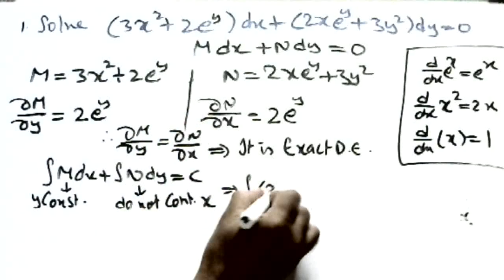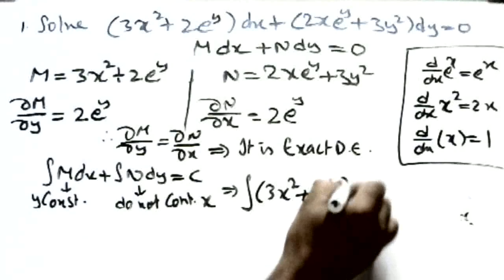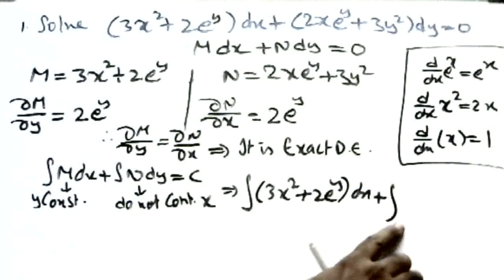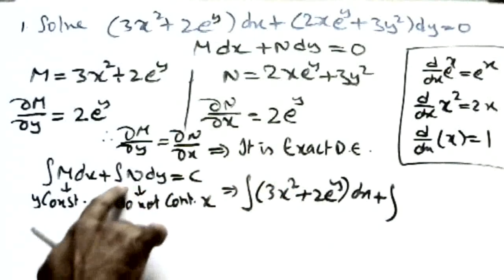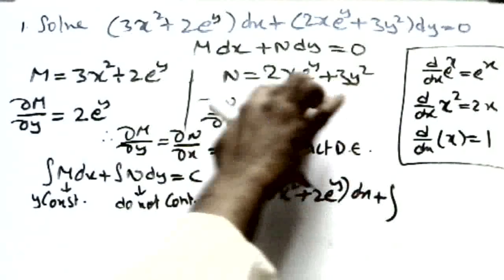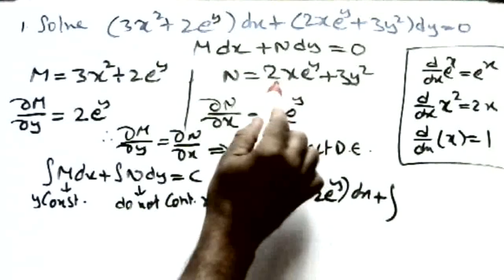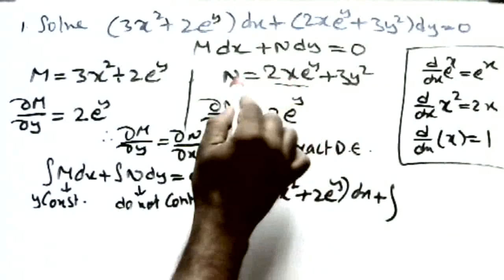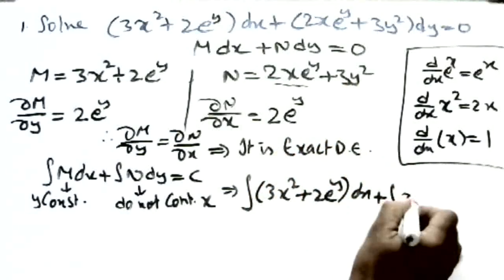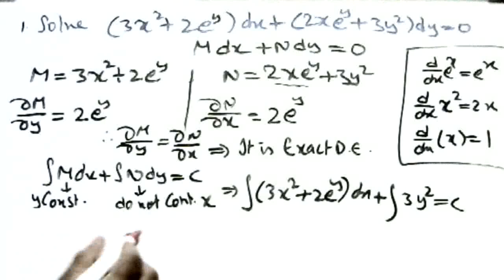You take M, the complete M. So it will be the integral of (3x² + 2e^y) dx plus integration of N. We do not take all the terms of N. We have to take the terms of N which do not contain x. Because it contains x, we do not take that term. We take the value of N only the terms which do not contain x. So we have to take only 3y² dy equals c.